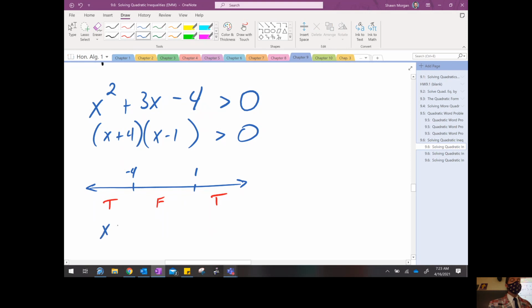So as I was saying, here's what we would do. We would say x must be less than -4. X must be greater than 1. And what word should I put in the middle? And or? We're going to put an or in the middle. Good. Graphically speaking, here's what that would look like.